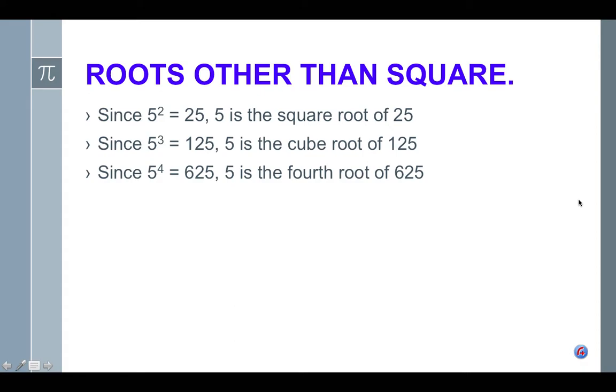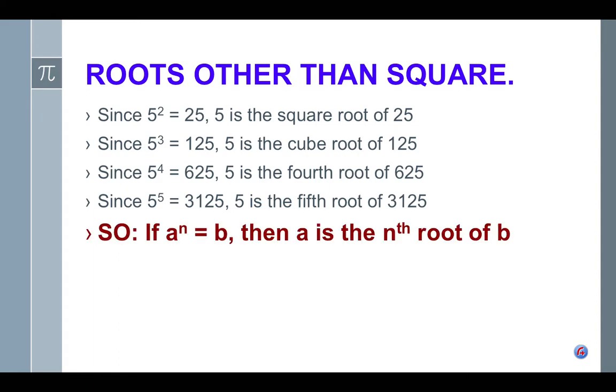And we can continue this: 5 to the 4th power is 625. That means 5 is the 4th root of 625. We can continue that to the 5th root. We could go on to the 6th root if we wanted to, but eventually those numbers get very large. And what we really want to say is if a number a to the nth power is equal to b, that means a is the nth root of b. So we have 5 as the 5th root of 3125, 5 is the 4th root of 625, and so on and so forth. And this could be for any number.